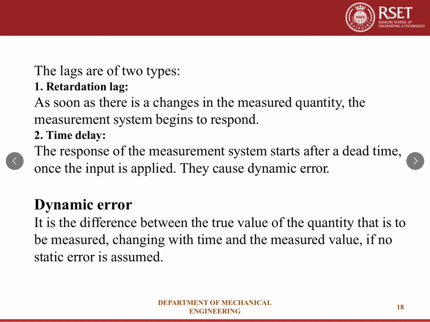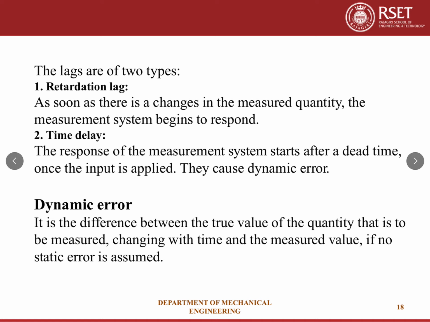So that's about the different dynamic characteristics. Dynamic characteristics are the characteristics of the instrument when the input-output relationship varies with respect to time. We have different types of dynamic characteristics: speed of response, fidelity, lag, and dynamic error.